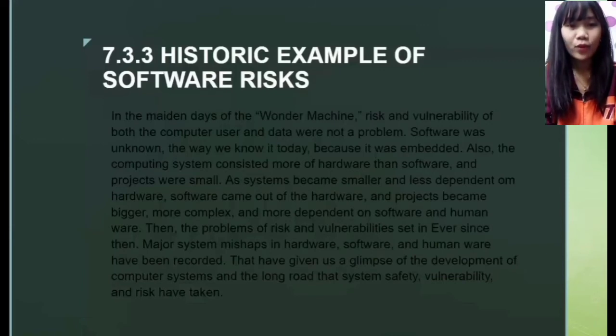In the maiden days of the Wonder Machine, risk and vulnerability of both the computer user and the data were not a problem. Software was unknown, the way we know it today, because it was embedded. Also, the computing system consisted more of hardware than software, and projects were small. As systems became smaller and less dependent on hardware, software came out of hardware, and projects became bigger, more complex, and more dependent on software and humanware. Then the problem of risk and vulnerability set in every system.